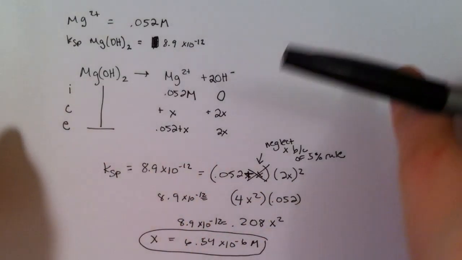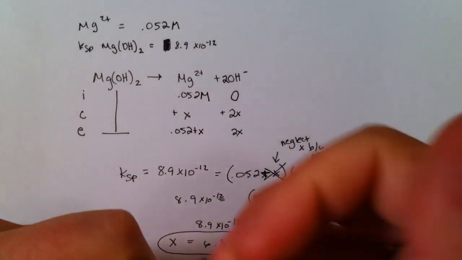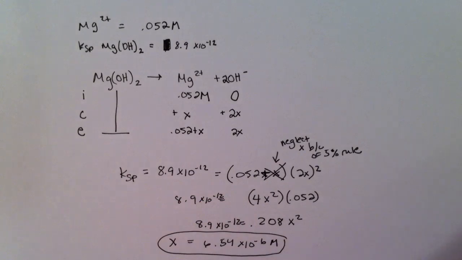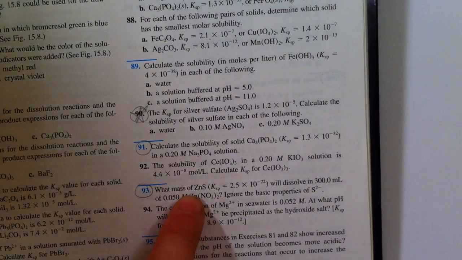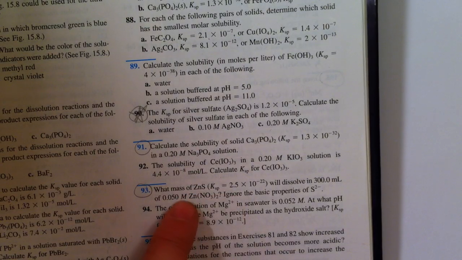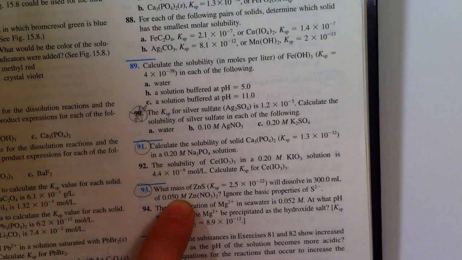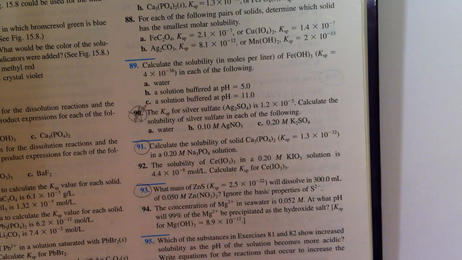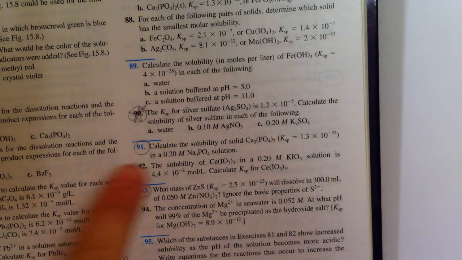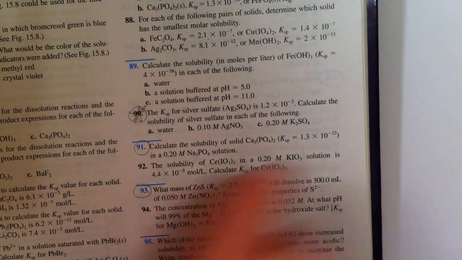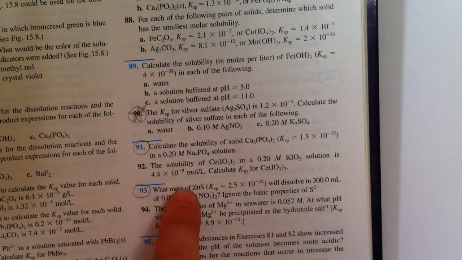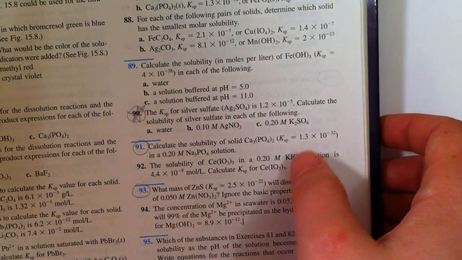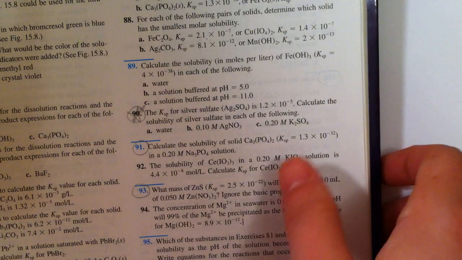Okay, this should help you do your homework problem number 91, but you also have homework problem 93, which is a little bit trickier. In 93 it asks what mass, but it gives us a KSP and the zinc initial concentration. So you need to do an ICE table, and you will solve for the molar solubility of zinc sulfide, just like we did. And then you're going to use that molarity.